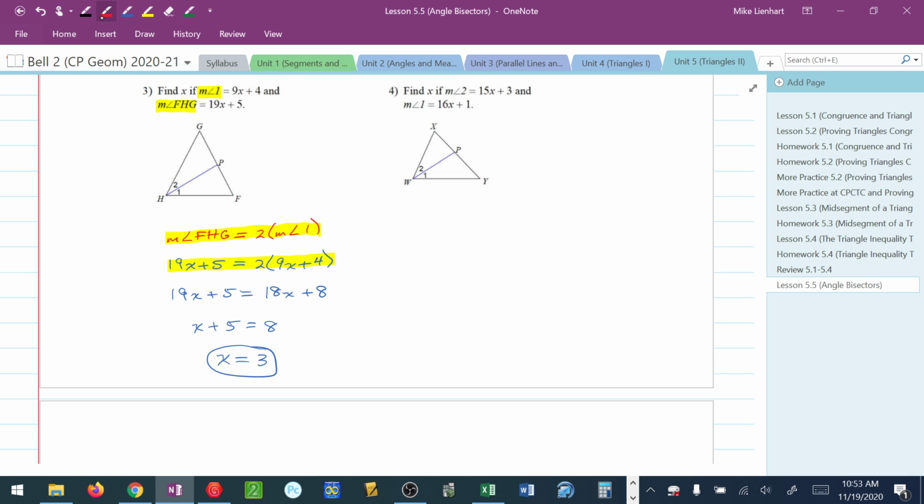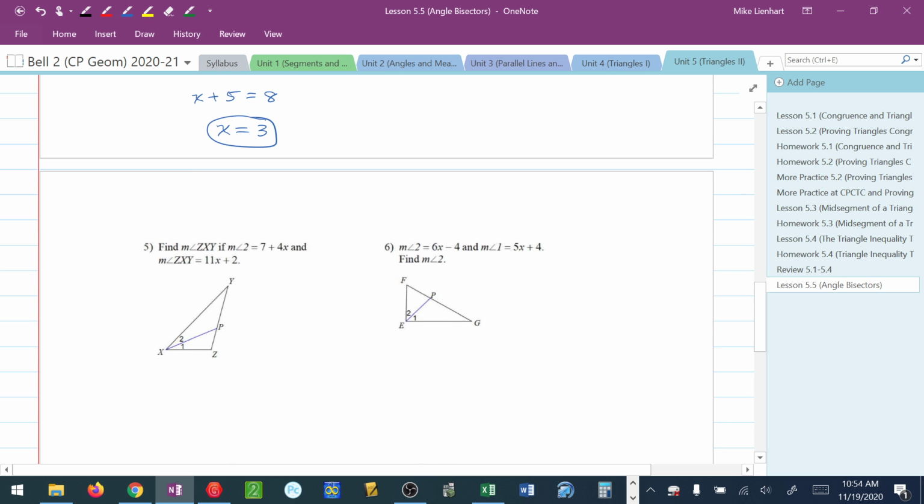Look at the next example. In this one, they're talking about angle 1 and angle 2. I know from the geometry that the measure of angle 1 has to equal the measure of angle 2 because WP is an angle bisector. They tell me that the measure of angle 1 is 16x plus 1 and the measure of angle 2 is 15x plus 3. I now have an equation to solve based on the geometry. Subtract 15x, I get x plus 1 equals 3. Subtract 1, I get x is equal to 2.